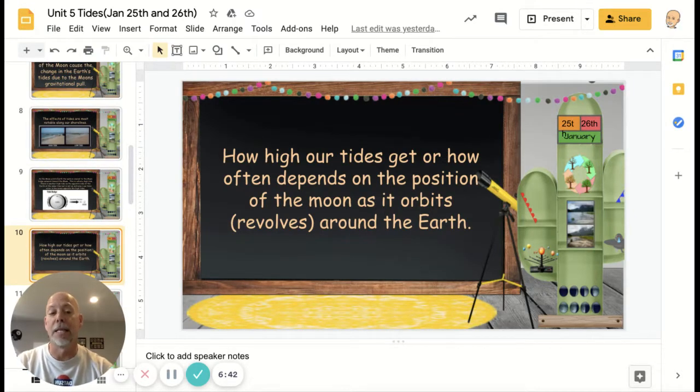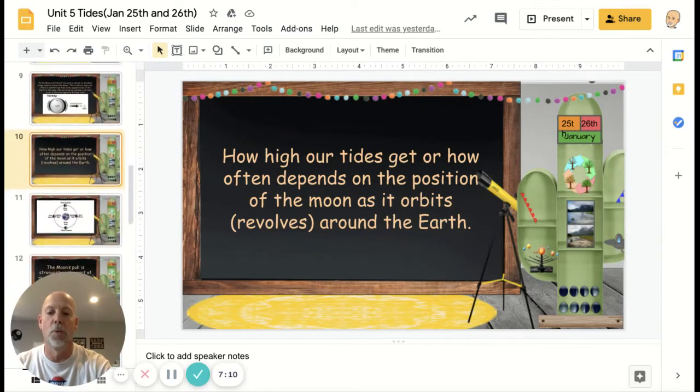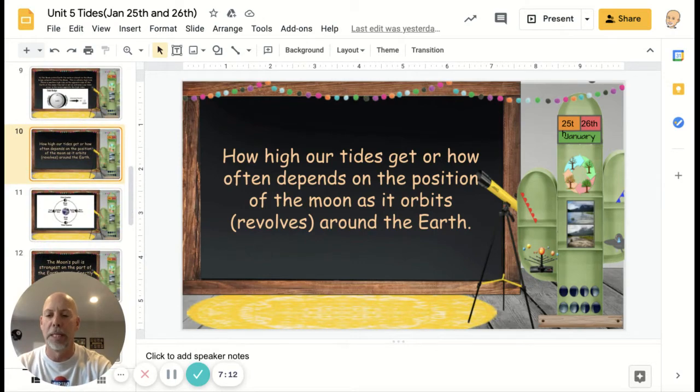How high our tides get or how often depends on the position of the moon as it orbits or revolves around the Earth. So you've already learned about the lunar cycles, and you're going to see how those lunar cycles will affect our tides. So as the moon revolves around or orbits around Earth, depending on the position, you're going to see how it affects high tides, low tides, and what they're called, okay? So we're getting there. We're slowly building.